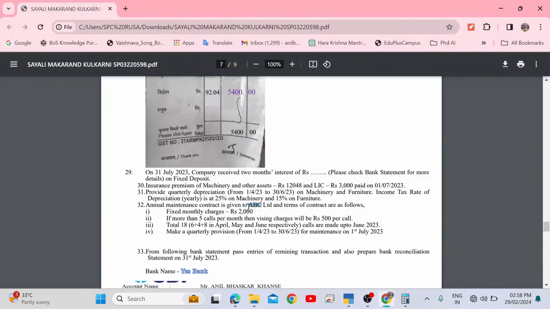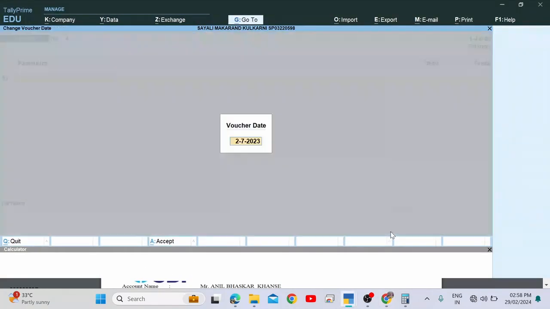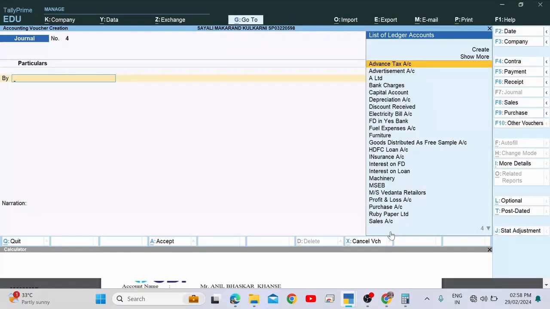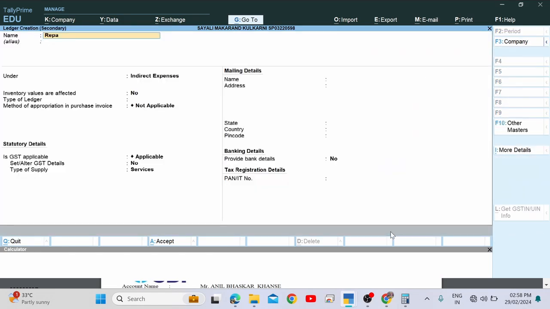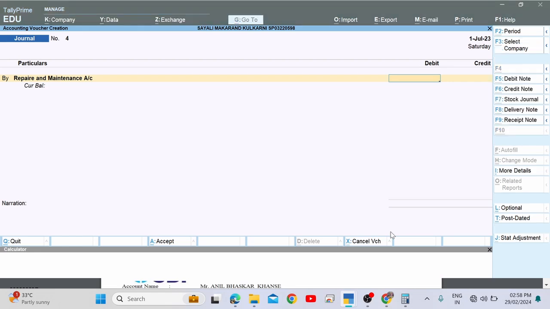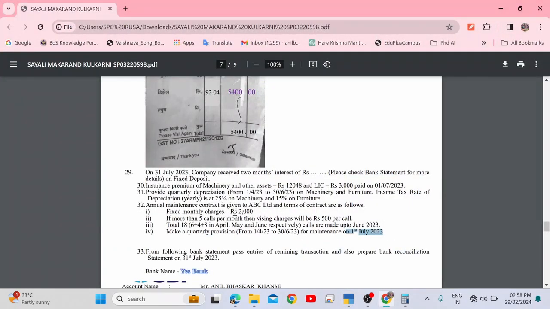And the date: they are saying a quarterly provision on the 1st July, so here 1/7, 1st July, that is correct. Then, as I said, journal, maintenance. Do you have repair and maintenance? Created. Repair and maintenance is under what? Indirect expenses. Enter, accepted.